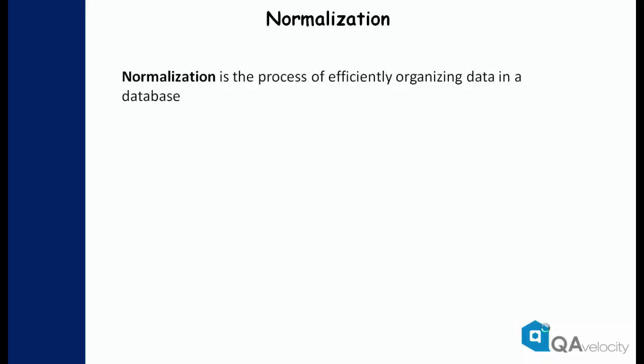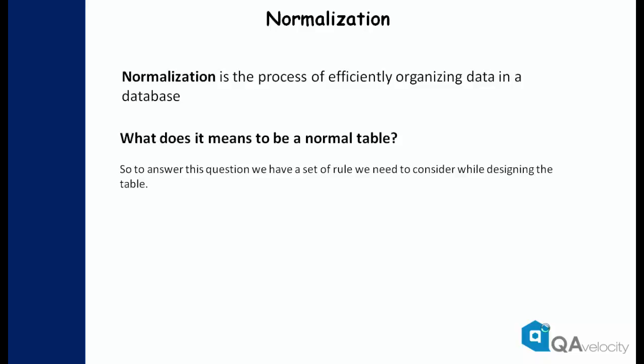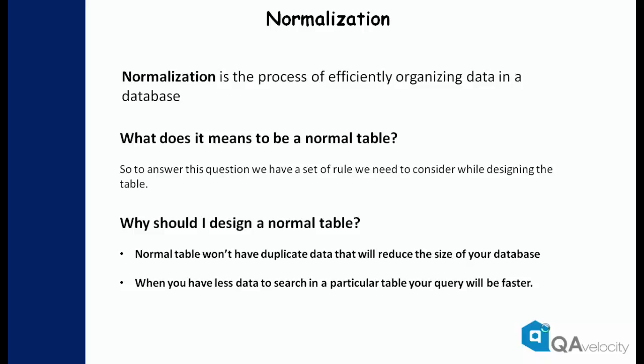What does it mean to be a normal table? So the answer is we have a set of rules we need to consider while designing the tables. Next question, why should I design a normal table? A normal table won't have duplicate data, which will reduce the size of the table, and when you have less data to search in a particular table, your query would be faster.